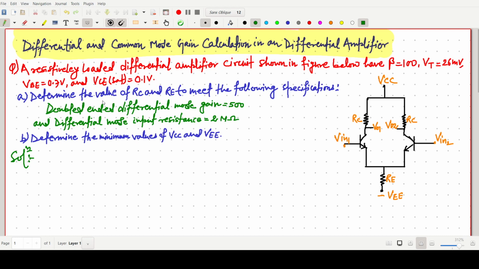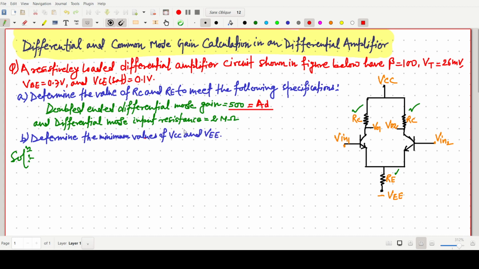So we have to determine the value of the Rc resistance, and the Re value also. We have to find the Rc and Re values that will satisfy the following specification: the double ended differential mode gain, that is our AD, is 500, already given.